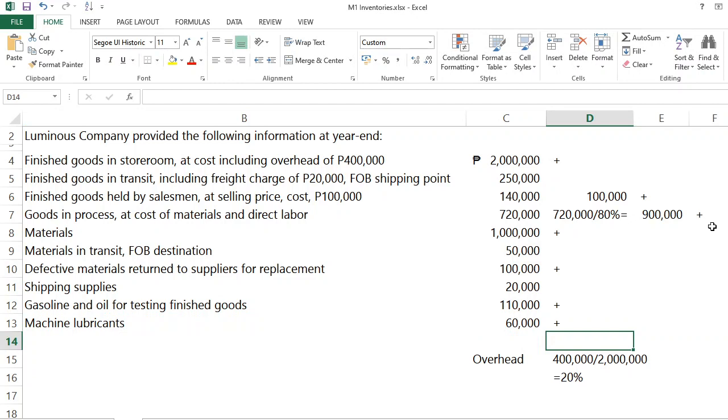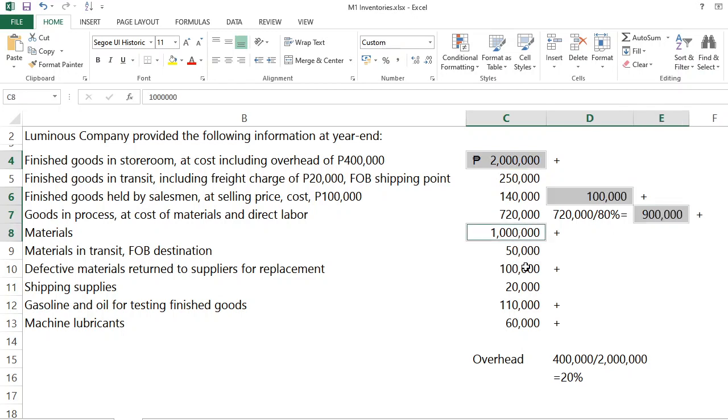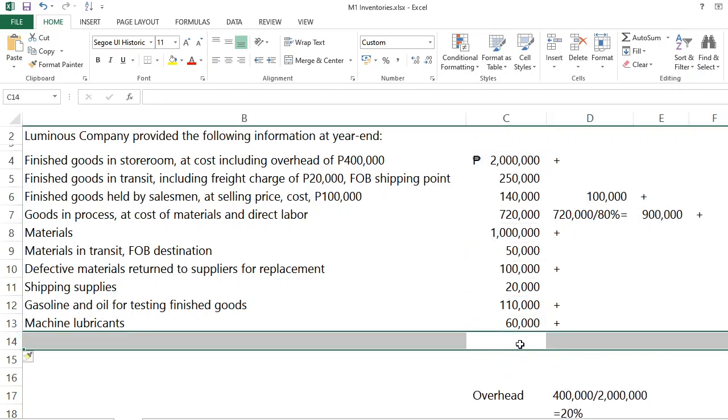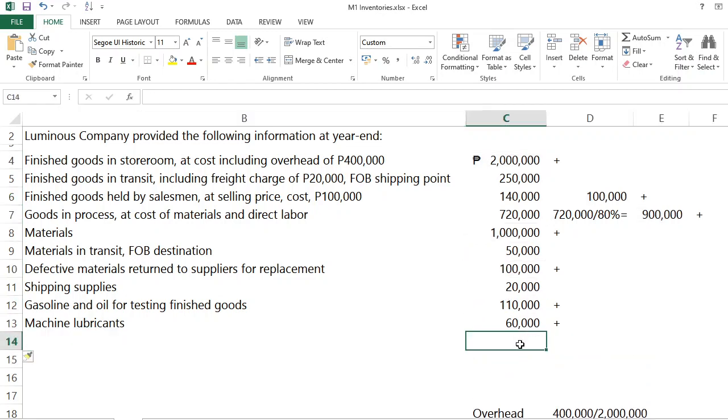And then, machine lubricants, still ginagamit din natin sa factory. So, that's add. Therefore, your total inventory is 2 million plus 100 plus 900 plus 1 million plus 100, 110 tsaka 60. Therefore, we have a total of 4,270,000.